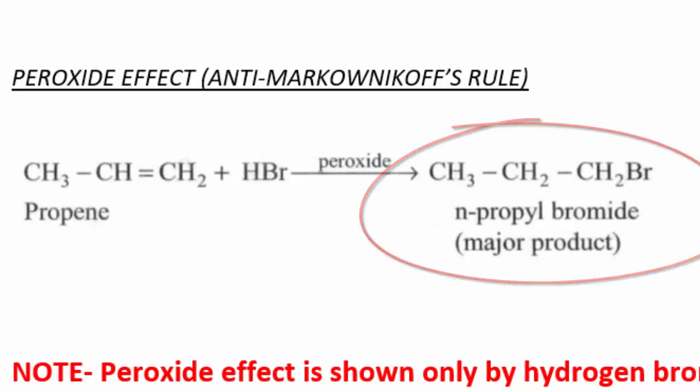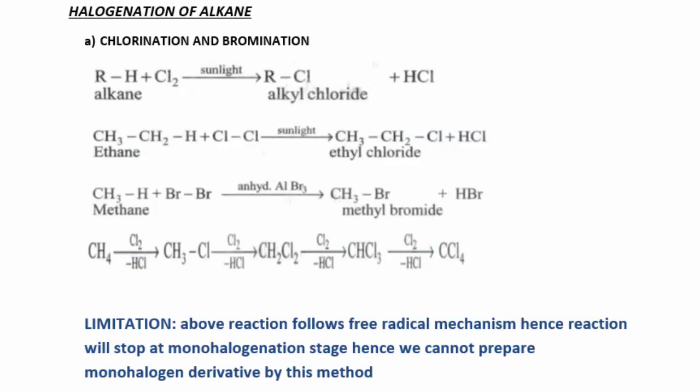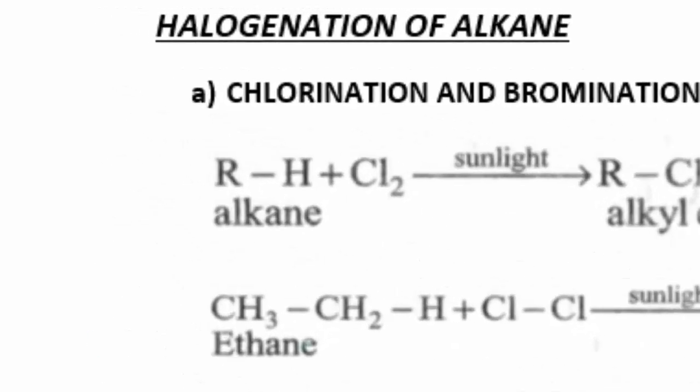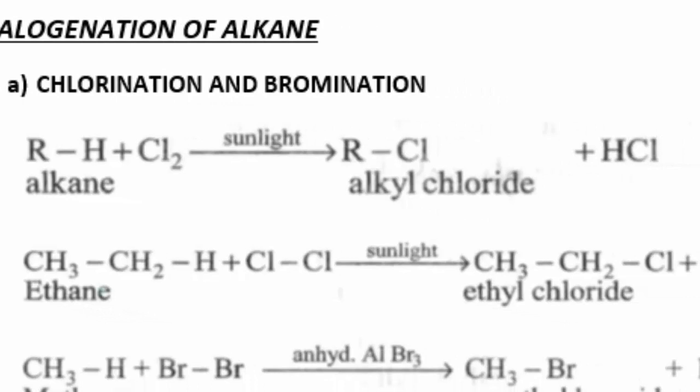Here one important note is HBr follows the anti-Markovnikov rule, whereas hydrogen chloride and hydrogen iodide always follow the Markovnikov rule. The third method of preparation is by halogenation of alkane. In this method of preparation, we are replacing the hydrogen atom of alkane by a halogen atom. First one is chlorination. In the chlorination reaction, when alkane reacts with chlorine in the presence of sunlight, there is a replacement of hydrogen by a chlorine atom, which gives you the product, that is alkyl chloride.